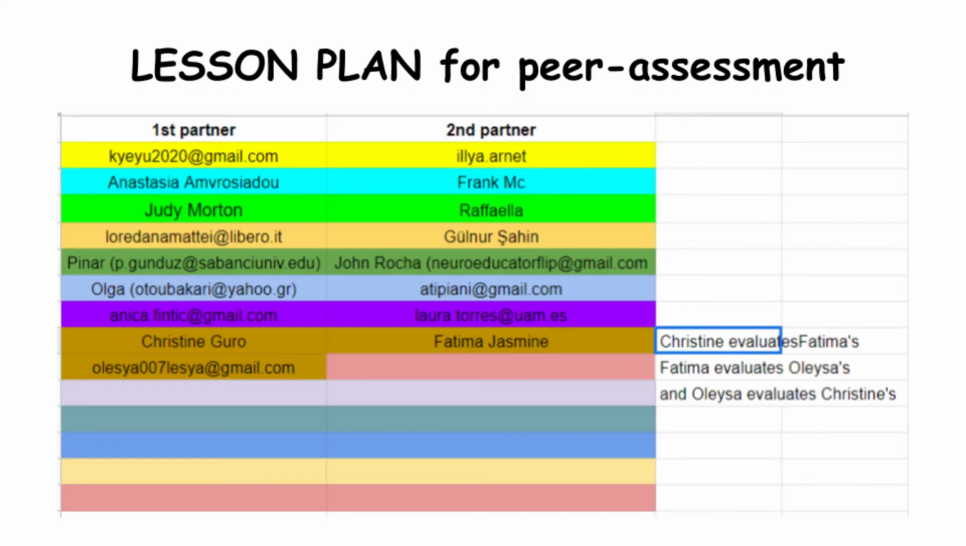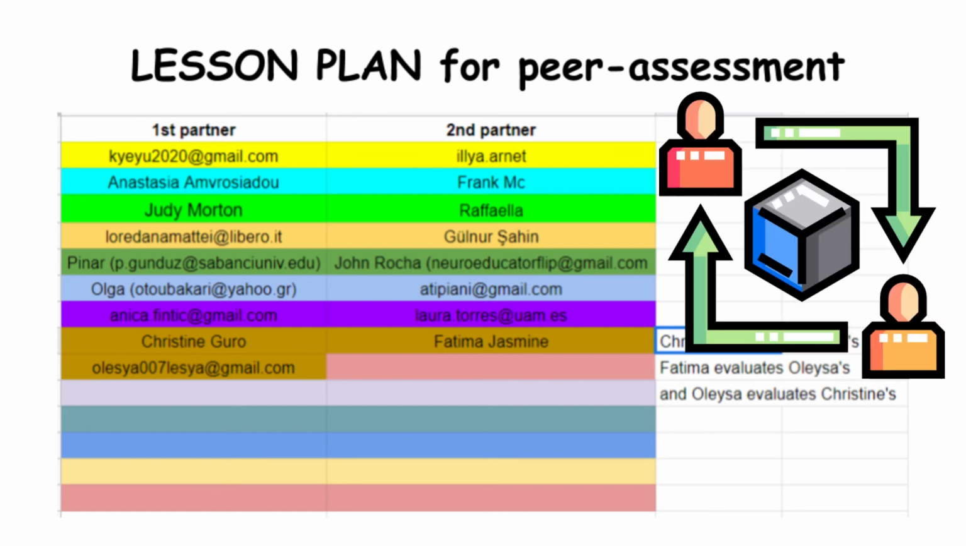In one of the tasks you will find an Excel document where you can find your name and in front of it a partner's name. So you have the same color, and based on this color, that's the person whose lesson plan you have to give peer feedback on. So don't forget to explore this document.